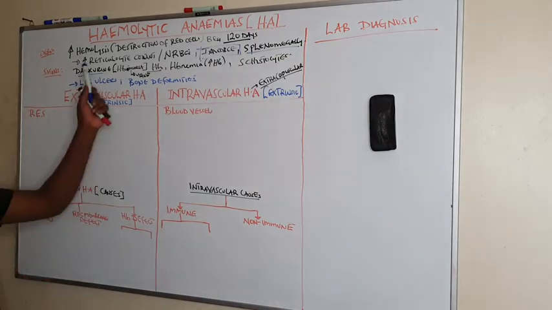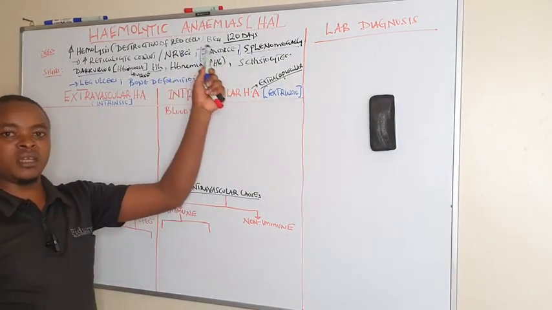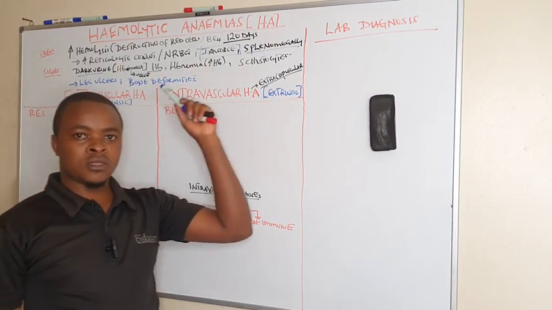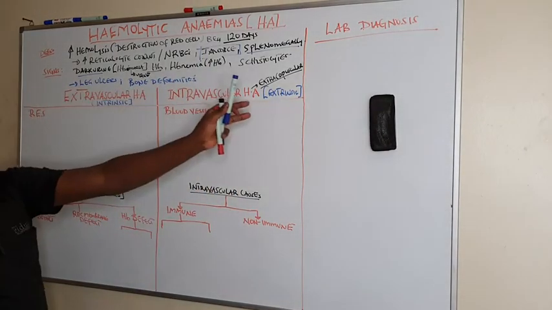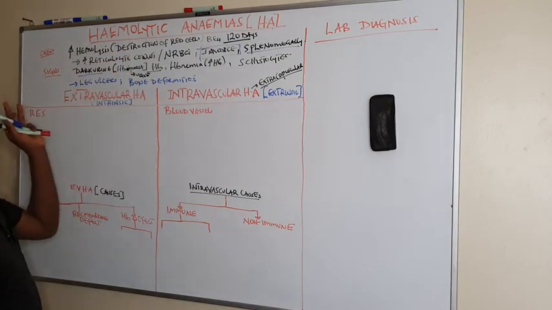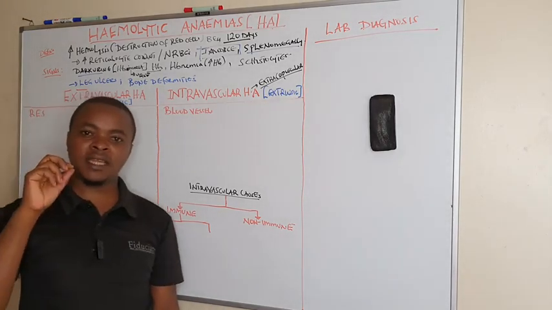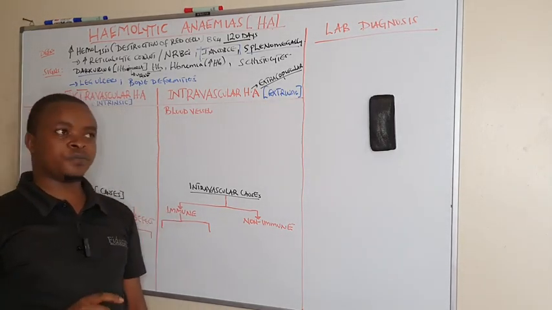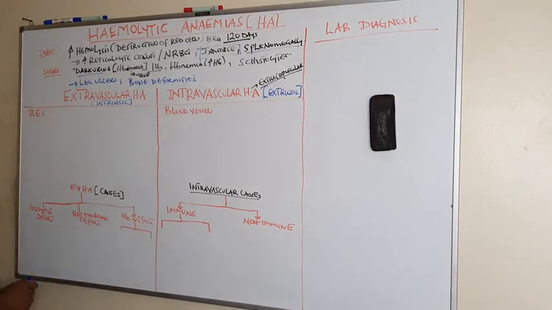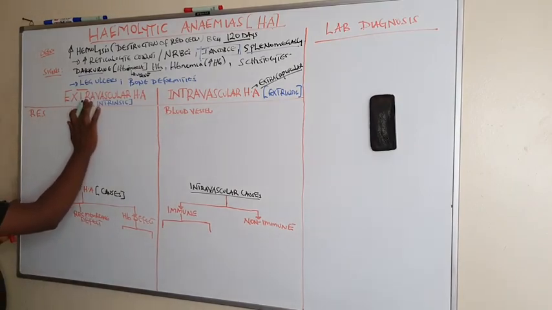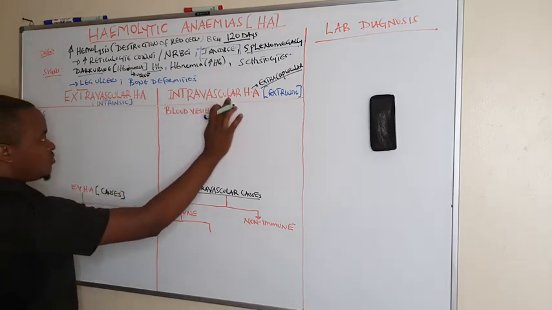So after looking at the definition of hemolytic anemias, we shall look at more under lab diagnosis. We have looked at the signs and symptoms. Now let us go straight to the classification. And among the classification, we shall have extravascular and intravascular.